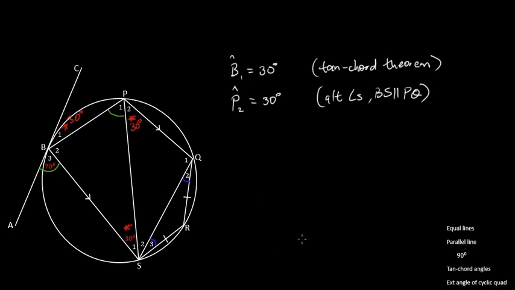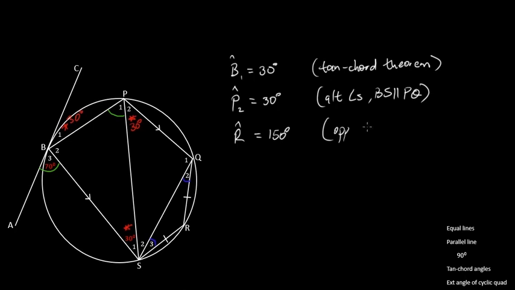So now they want me to calculate angle R. Remember, the starting point is P2. So when you look at angle P2 and angle R, you can see that these two are opposite angles of a cyclic quad. Opposite angles of a cyclic quad are supplementary, remember. So R1 is 150 because 150 plus 30 gives us 180.